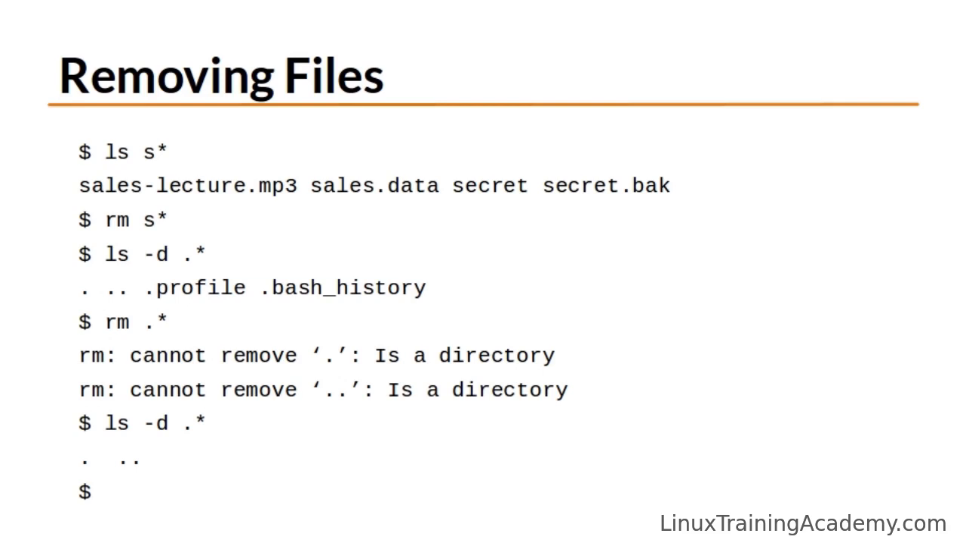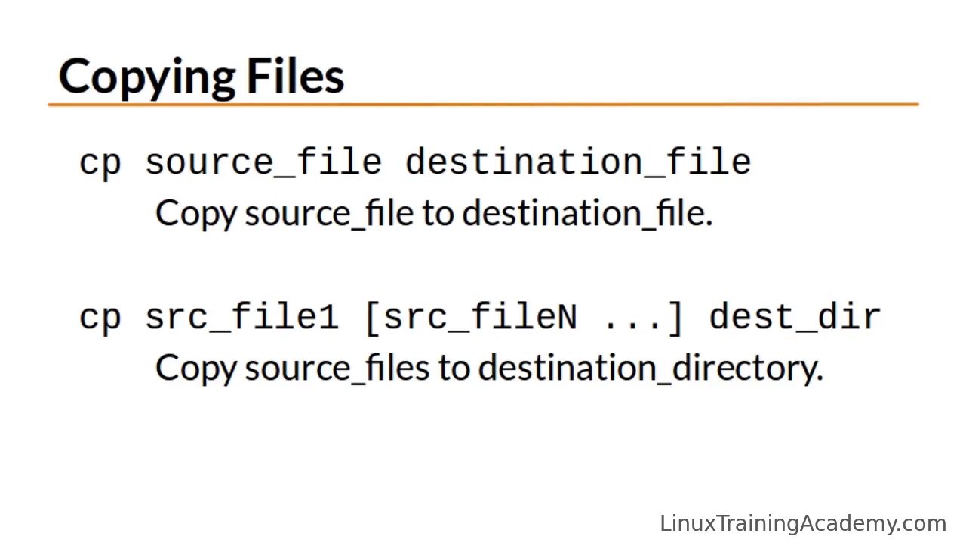In this example, you can see that rm .* will not remove dot and dot dot, which represent this directory and the parent directory. To copy files, use the cp command. If you want to create a copy of a file, you just run cp source file destination file. You can also copy a file or a series of files to a directory by using cp and then listing the file or files and ending the line with the directory name.